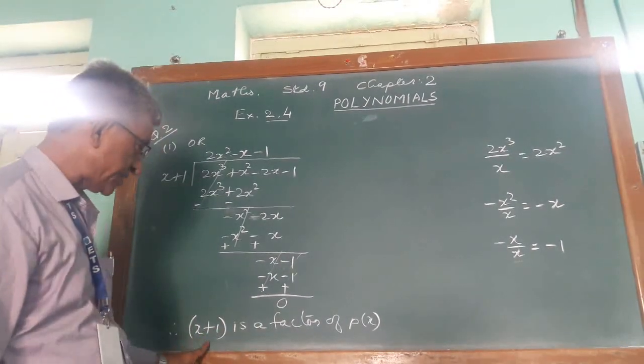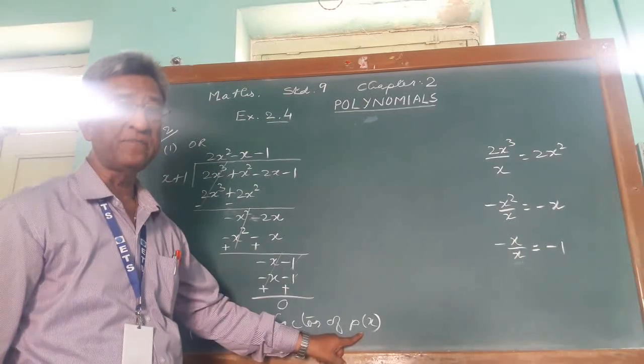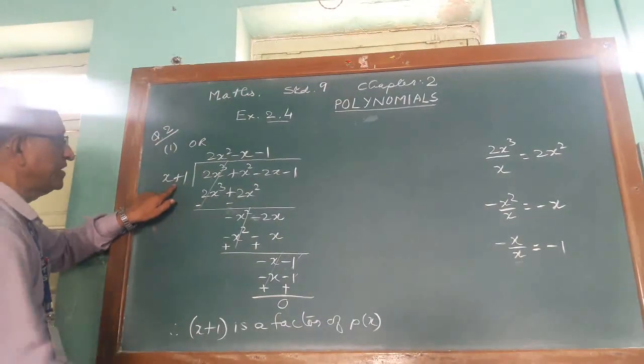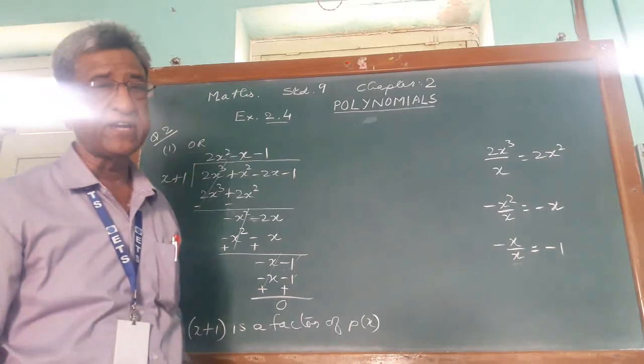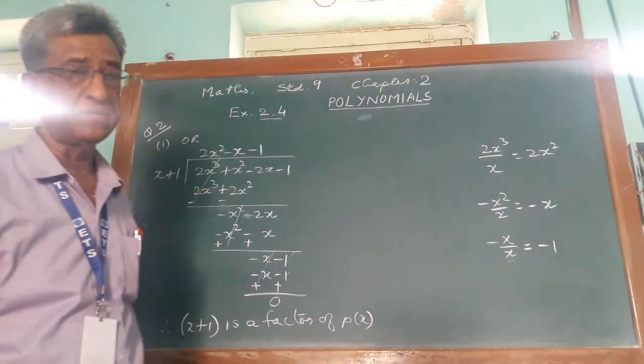you can say that x plus 1 is a factor of p(x). So x plus 1 is a factor of p(x). So in this way also you can calculate by the division method.